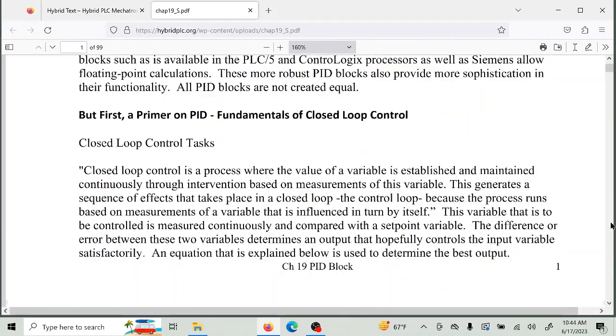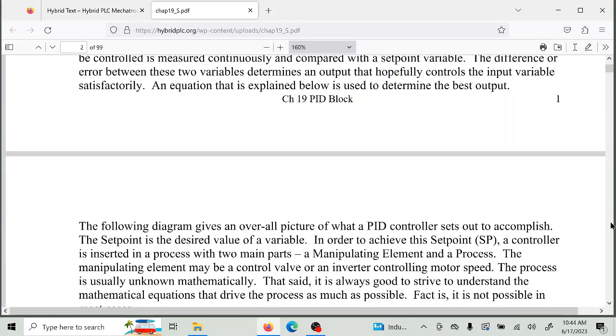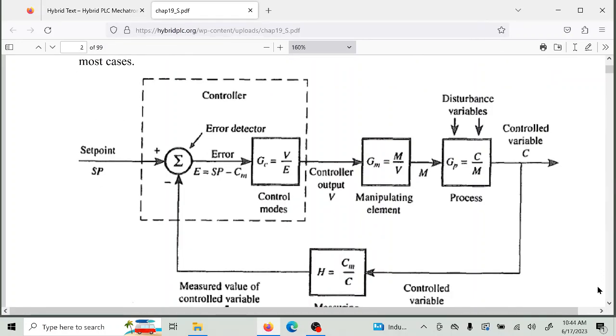So let's look for a minute at what we're talking about. Closed loop control is a process where the value of a variable is established and maintained continuously through intervention based on measurement of this variable. This generates a sequence of effects that take place in the closed loop control loop because the process runs based on measurement of a variable that is influenced in turn by itself. What does this really mean? Well, we're going to have to get into that, and I'll talk to you about it, but there's a diagram down here that does a much better job, and I'm going to go through this diagram with you and try to give you some ideas based on this diagram.